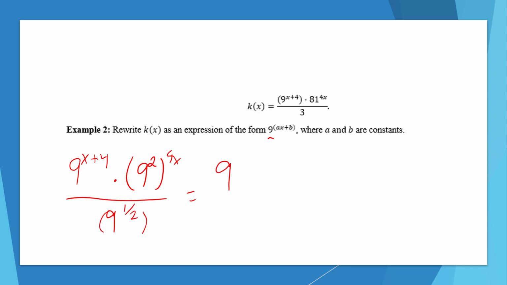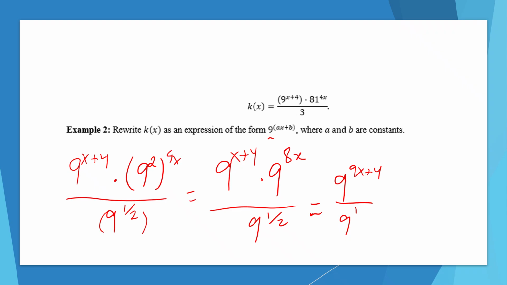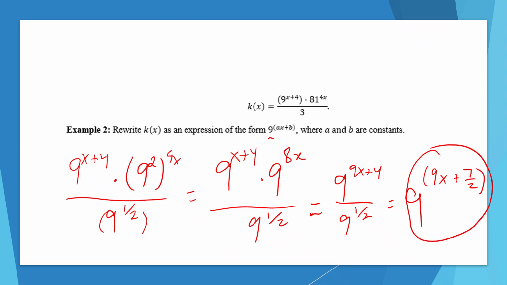This is then 9 to the power of x plus 4 times 9 to the power of 8x over 9 to the power of 1/2. Simplifying this, we get 9 to the power of 9x plus 4 over 9 to the 1/2. And then this is 9 to the power of 9x plus 4 minus 1/2 is 3/2. So plus 3/2 or 7 over 2 is the equivalent fraction. This should be our answer for example number 2.